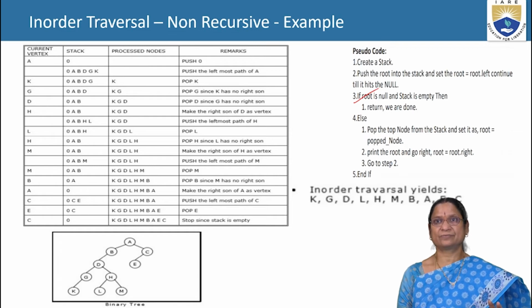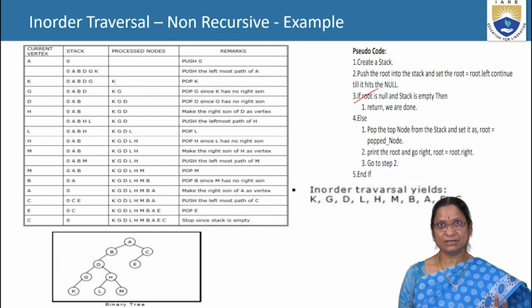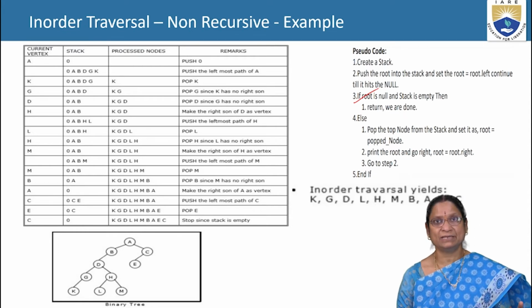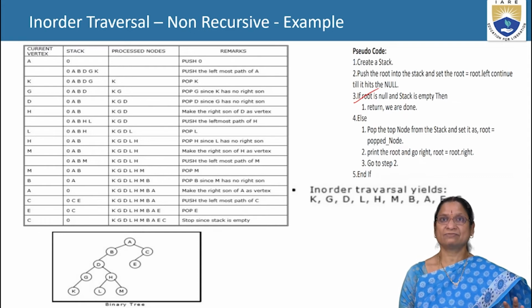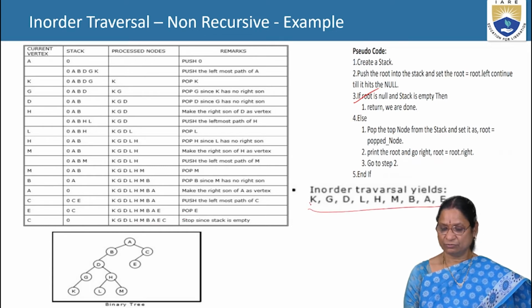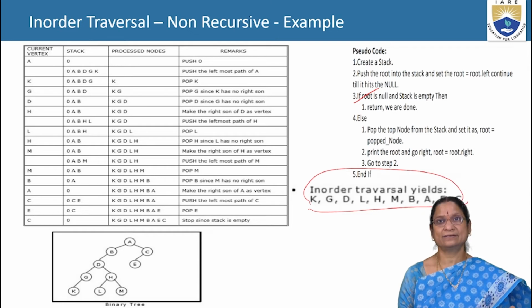That means completed. When the stack is empty, we are stopping. The root pointer is null and the stack is also empty. Both mean there are no further elements to be traversed. So we can stop. So what is the order we got? K, G, D, L, H, M, B, A, E, C. Same order we got, which was discussed in the earlier slide.